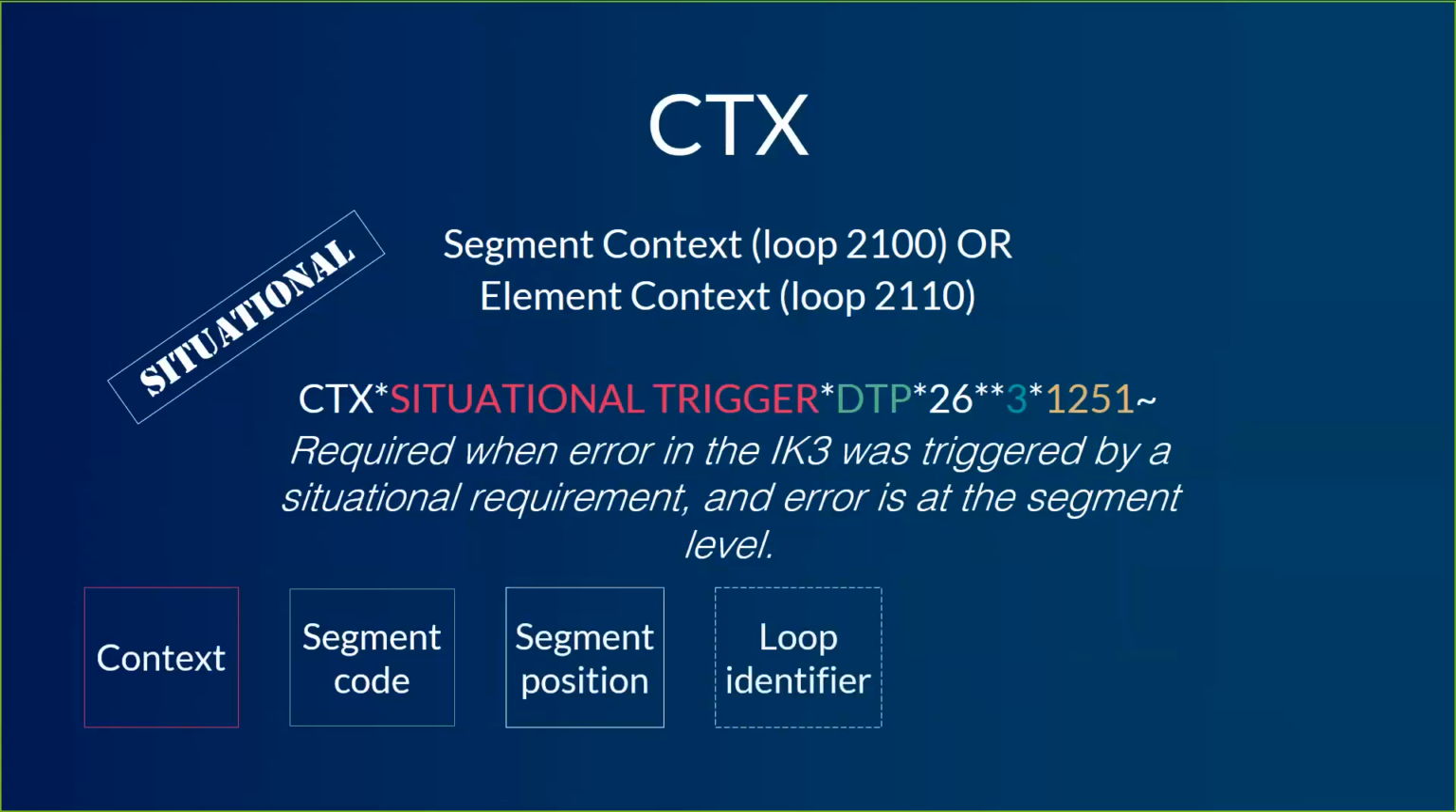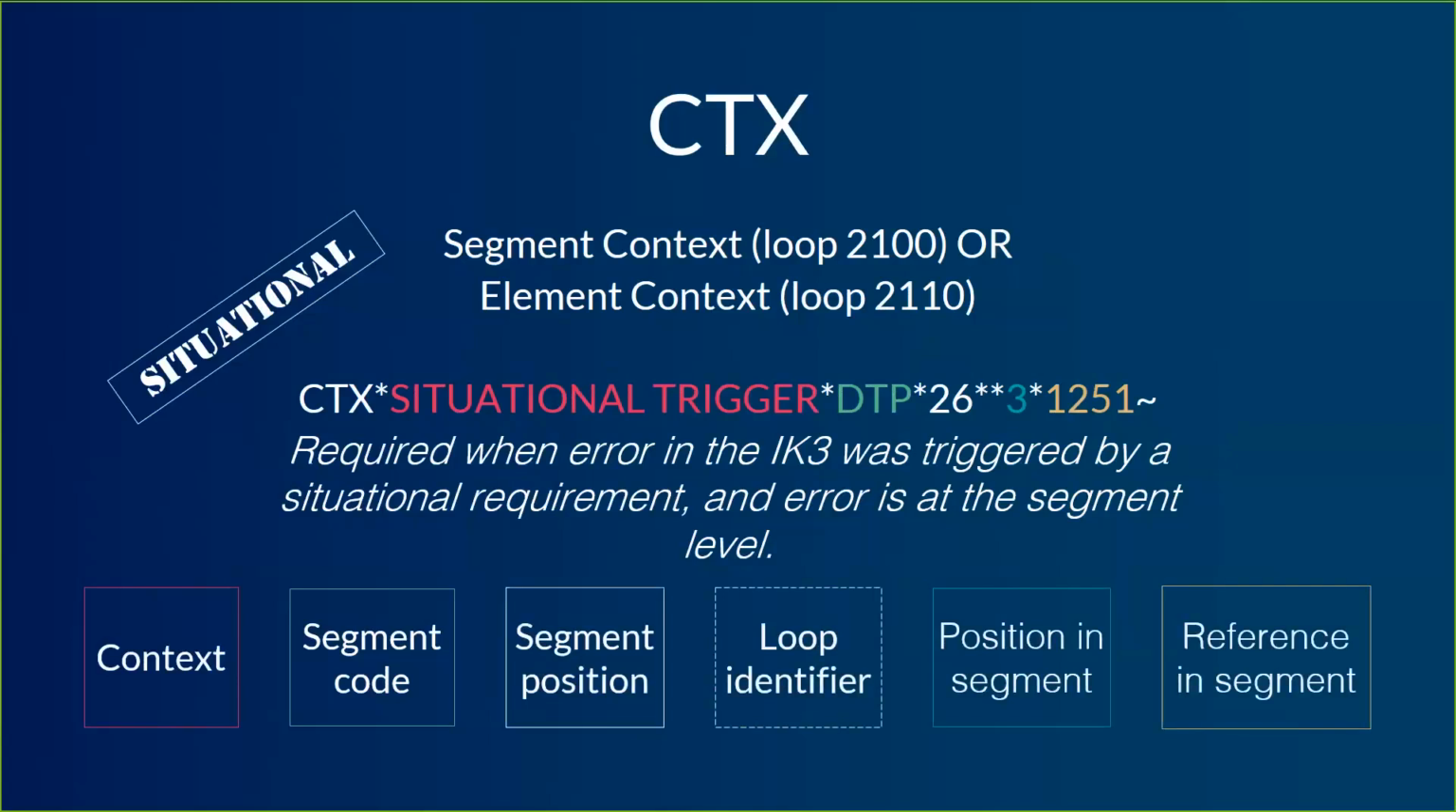I do have a blank space in this particular area, but just so you know, if you do get something in the fourth position, it would be the loop identifier. Fifth position is the position in segment, so now I know it's, again, DTP03, so it's another date. And the last one is a reference in segment. This is, again, referring to the data element dictionary. Again, if you don't have it, don't worry too much. In fact, that one doesn't always show up, so we'll just focus on the rest of it for now.